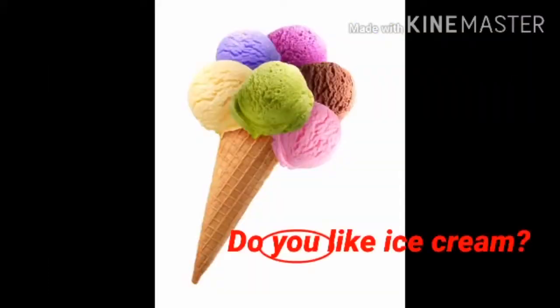For example, children, do you like ice cream? Children, how do you spell ice cream? I C E C R E A M. Ice cream. What is the pronoun, children? You. Y O U. You.